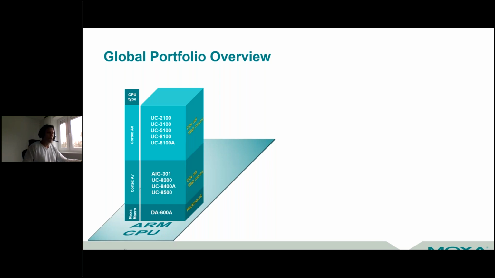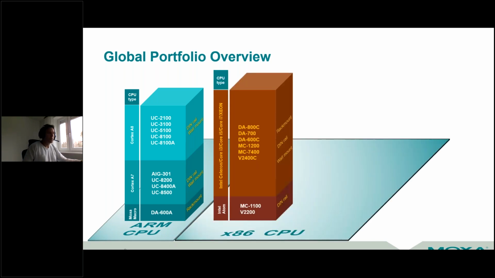They're also universal communicators: 2100 series, 3100 series, 5100 series, 8100 series, and 8100A series. They are DIN-rail and wall mount embedded computers. This first pillar we are going to cover today. In 3 weeks, we are going to introduce our x86 CPU architecture to you on the 7th of April.